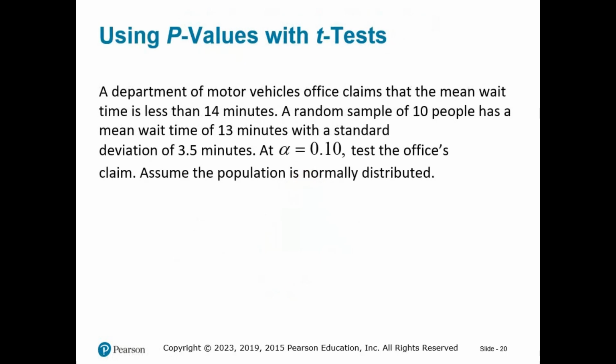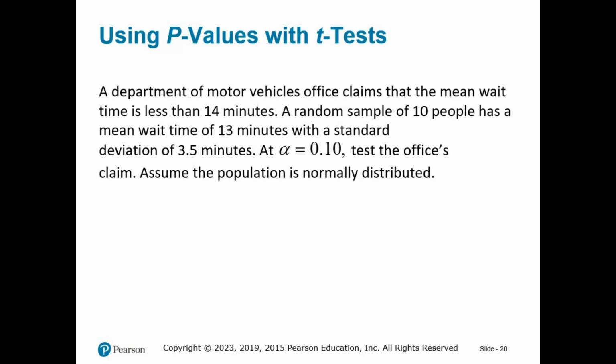A Department of Motor Vehicles office claims that the mean wait time is less than 14 minutes. A random sample of 10 people has a mean wait time of 13 minutes with a standard deviation of 3.5 minutes. At alpha equals 0.10, test the office's claim. Assume the population is normally distributed.